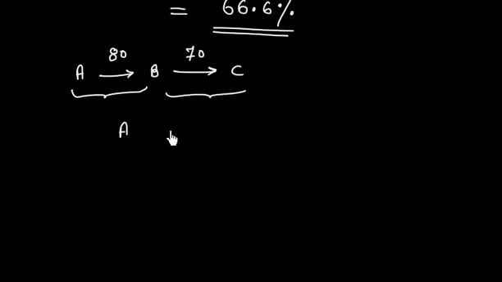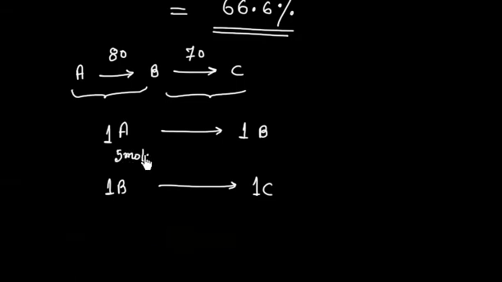So A gives you B and B gives you C, and things are very simple. 1 mole of A reacts and gives you 1 mole of B, 1 mole of B reacts and gives you 1 mole of C. So this is a simple reaction I'm writing. So let us say I start with 5 mole of A. What is the mole of B I will get?